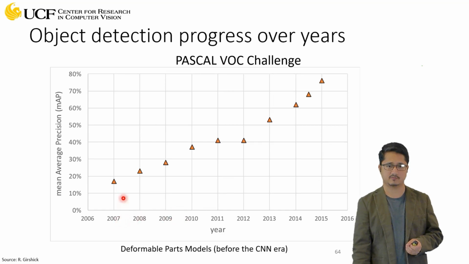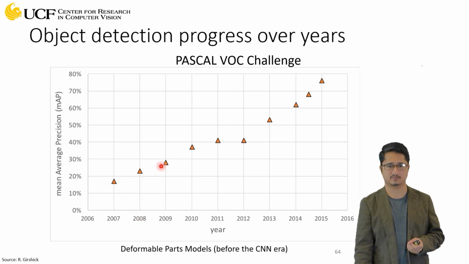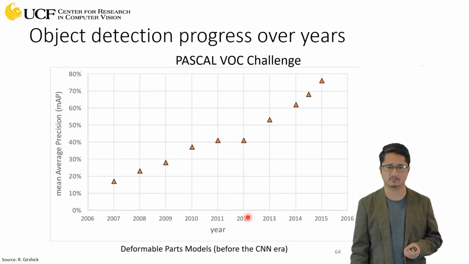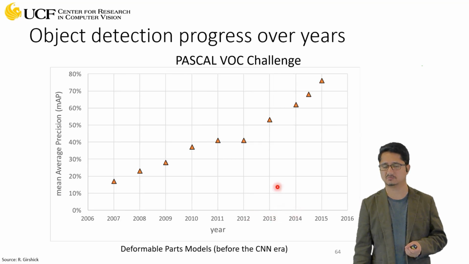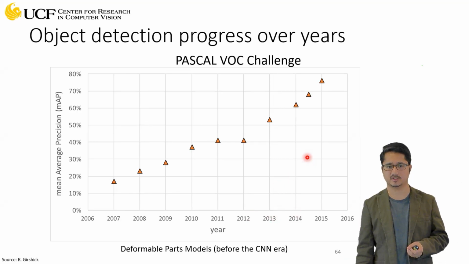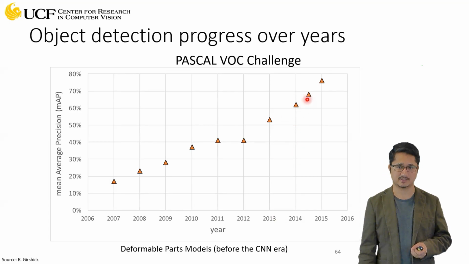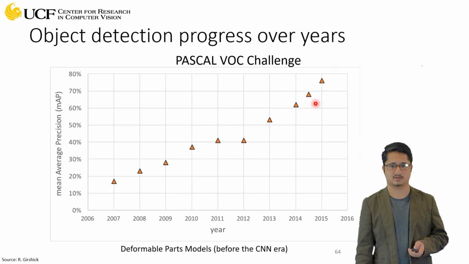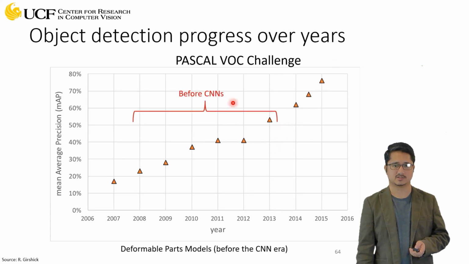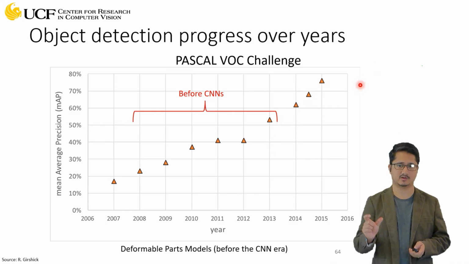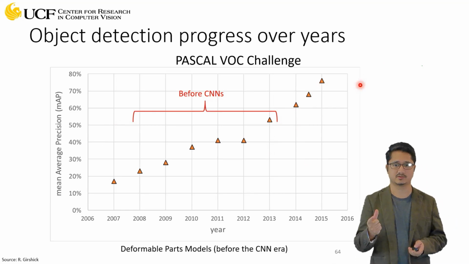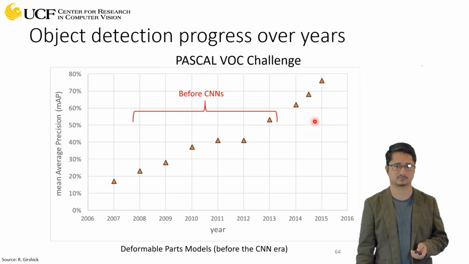You can see the performance was getting better and better with each year, and it kind of saturated in 2012. After that we see the deep learning boom, and by 13, 14, most of these methods are based on deep learning. You can see the rate of increase spiked a lot. So all this is before CNN, and these three are algorithms we're going to discuss in this course.